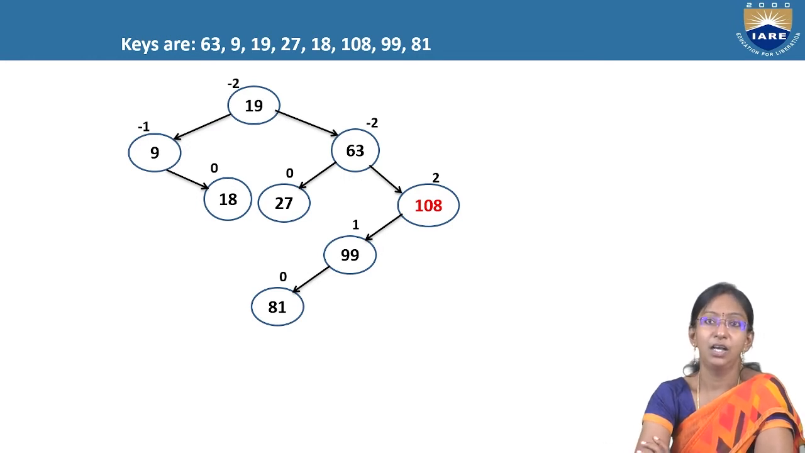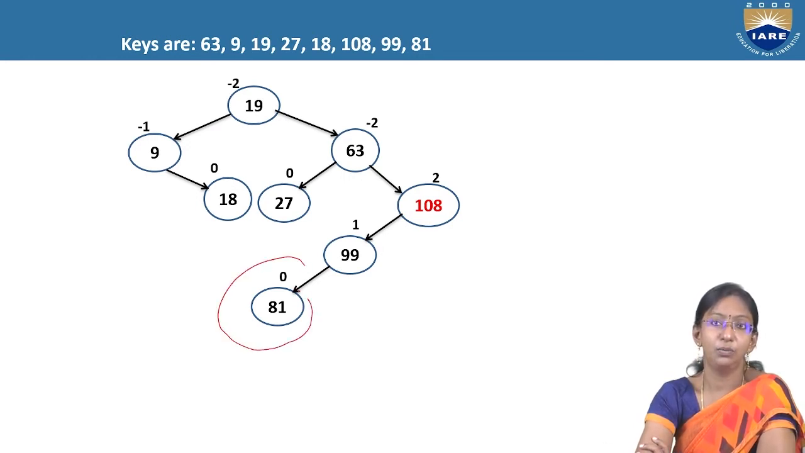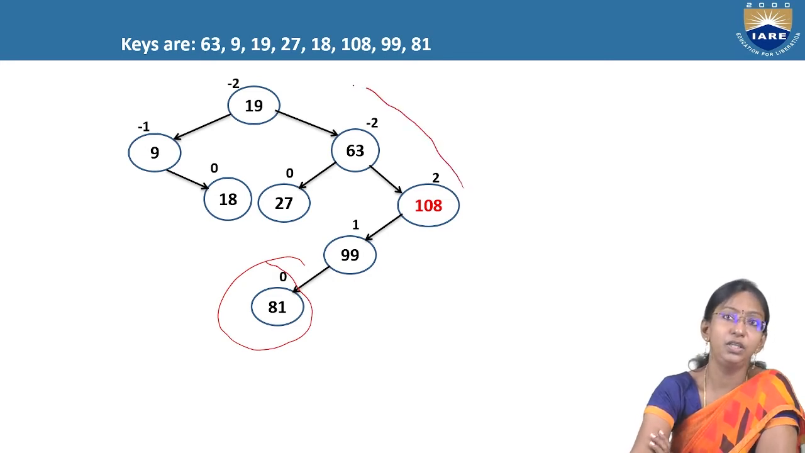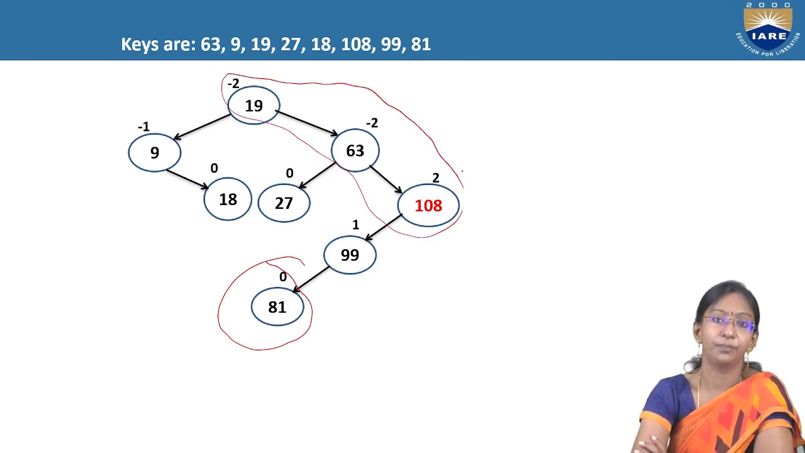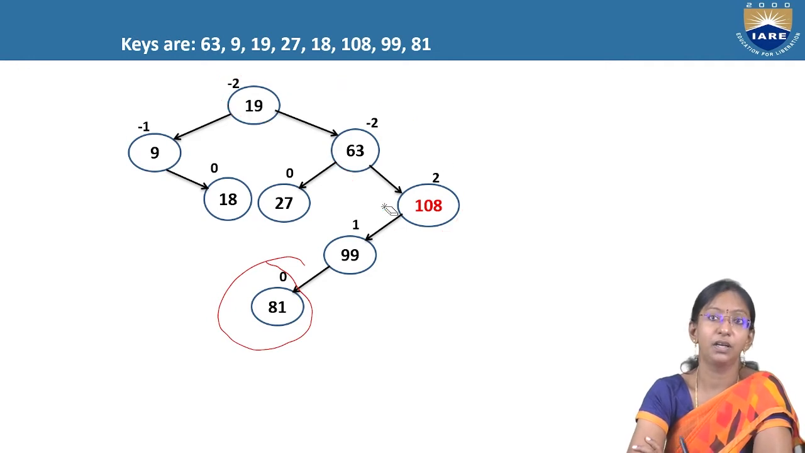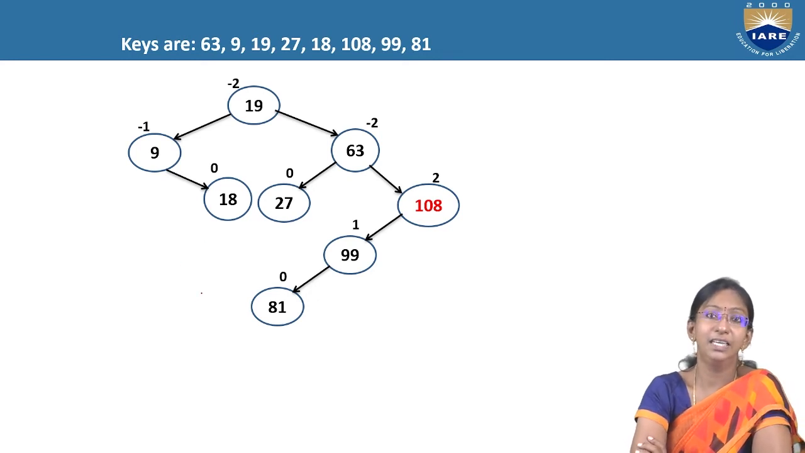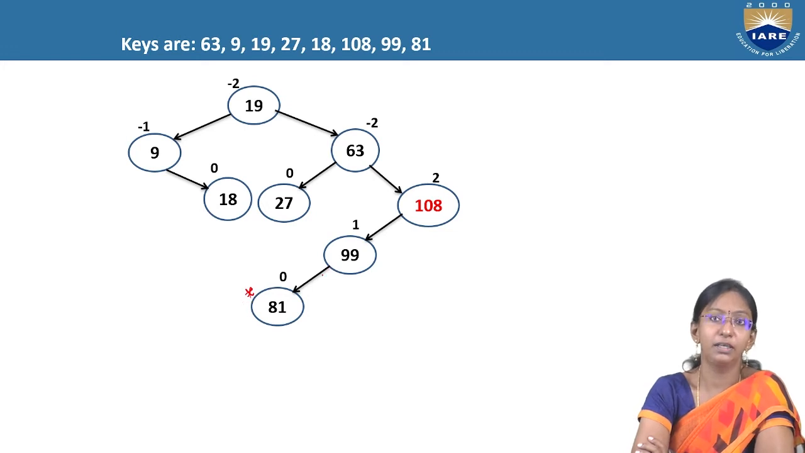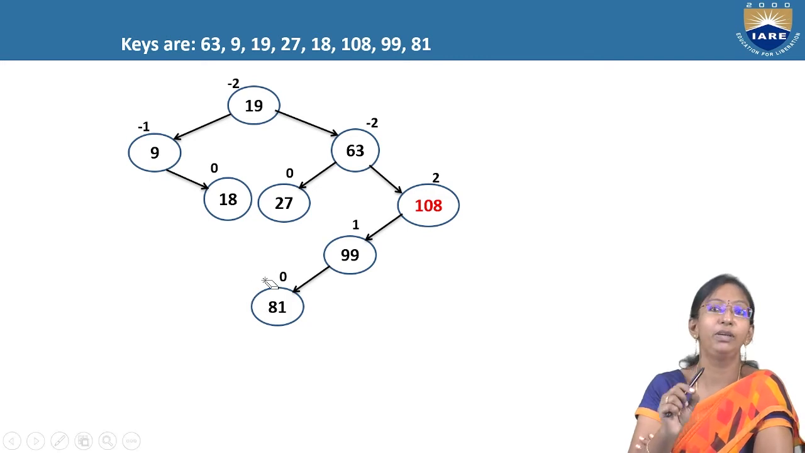You can see that because of inserting 81, 3 nodes got affected. Totally 3 nodes got affected. Now our point of concentration must be the node which is nearest in relation to the inserted one. If you look at it carefully, the parent of 81 didn't get affected, but the grandparent got affected. Now 63 in relation to 81 is the grandparent.